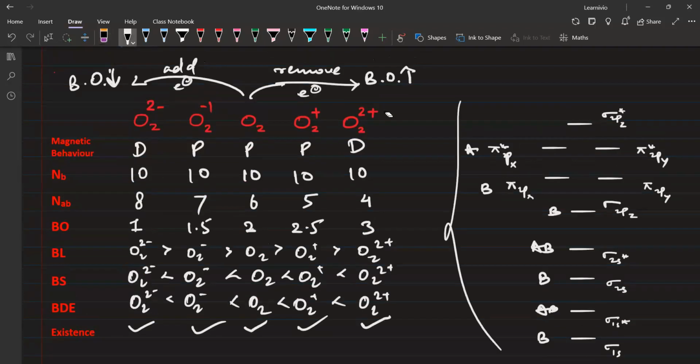Okay. The sigma star 2s present. You start from here: sigma 1s, sigma 1s star, sigma 2s, sigma 2s star, sigma 2p z, pi 2p y and pi 2p x, pi star 2p y and pi star 2p x, and then sigma star 2p z. You can at least write this part, and then write the negatives here, like O2 negative, O2 2 negative, O2 positive, and O2 2 positive. And the magnetic behavior, number of bonding, anti-bonding, bond order, bond length, bond strength, bond dissociation, and the existence.